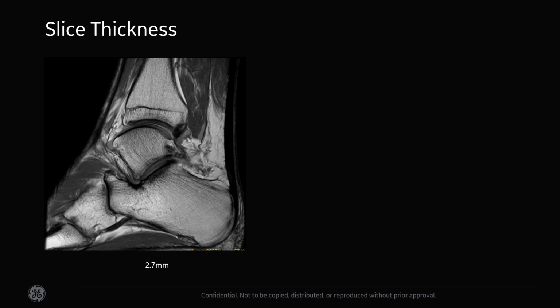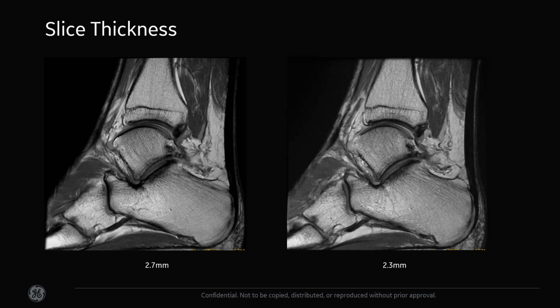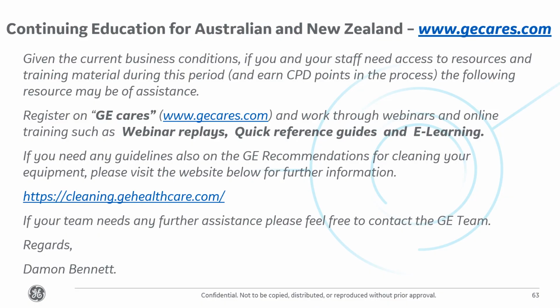Another example of using signal to noise to your advantage, this sagittal PD ankle acquired at 2.7 millimeters thick, when reduced down to 2.3 millimeters thick, actually shows more pathological detail, thus making it easier for your radiologist to provide an accurate diagnosis. So that concludes today's presentation.